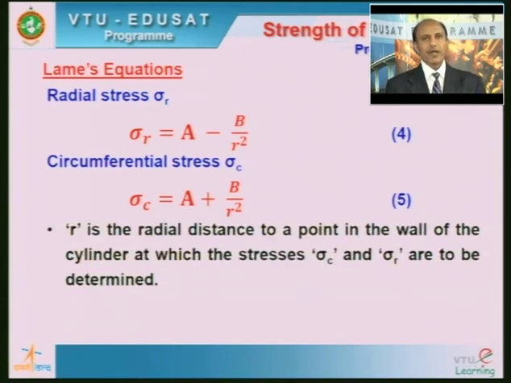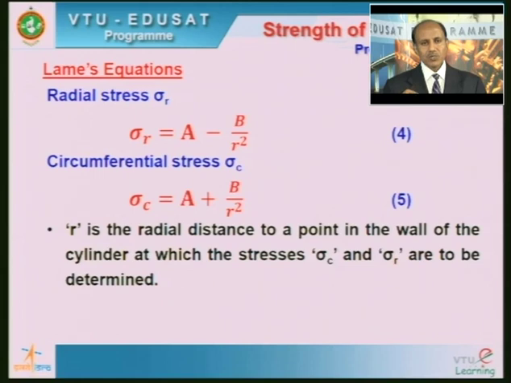Now, the next important thing you need to understand here is R. We have said that in these two equations A and B are constants. We will apply the boundary conditions, get numbers for them, and then put them in these equations. Having substituted values for A and B, the only variable on the right hand side is R. What is R? R is the radial distance.